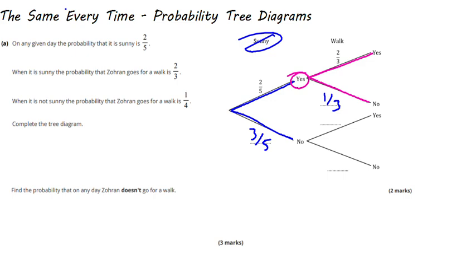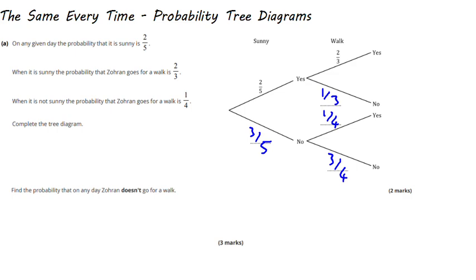And then when it is not sunny, what do we have here? The probability that Zoran goes for a walk is 1/4. So when it is not sunny, yes for the walk is 1/4. So the matching probability here must be 3/4, because the pairs of probabilities on the pairs of branches must add up to make 1. So the first question says complete the tree diagram, and that's worth 2 marks, so I'm fairly confident I'm into the 2 marks there.